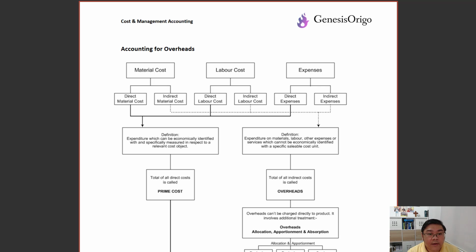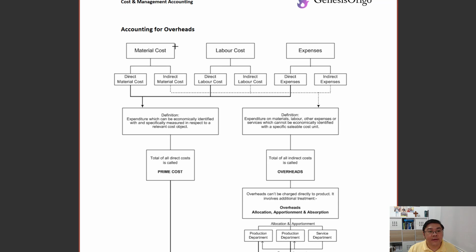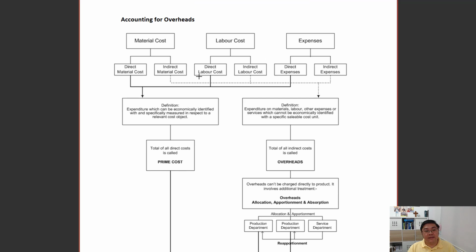We're going to look at accounting for overheads in today's lesson. Before we start looking at how to treat overheads, let us just do a quick recap. We know that costs are categorized as material, labor, and expenses. We previously said that we could further analyze costs into direct as well as indirect.